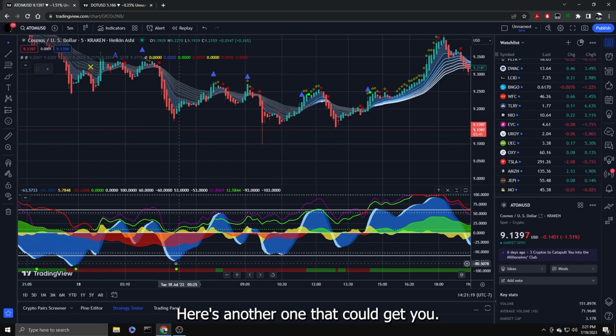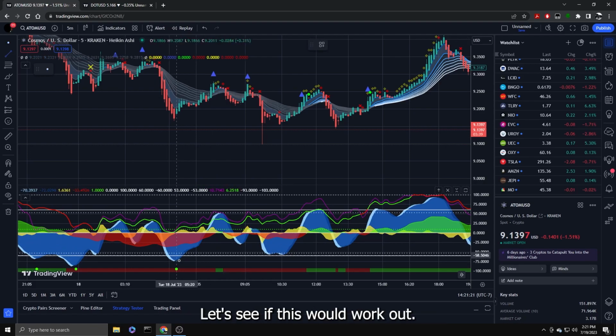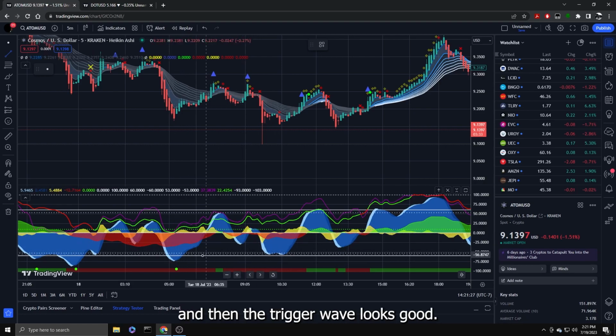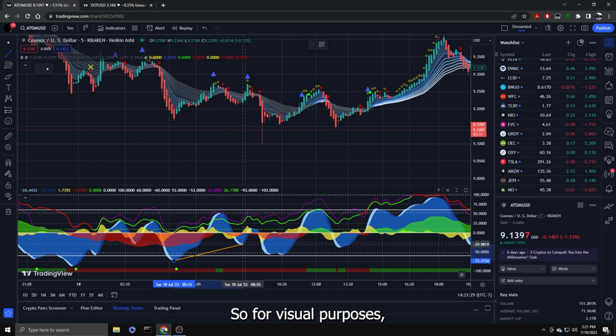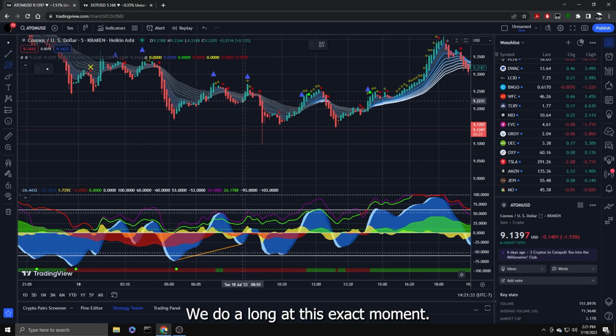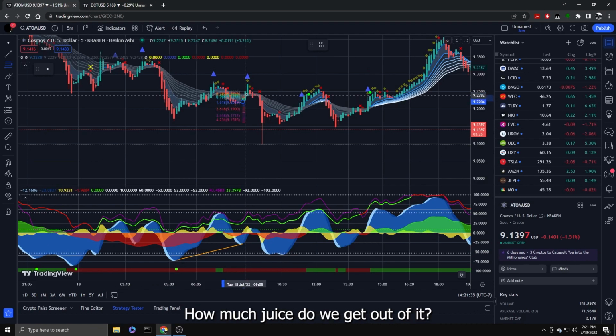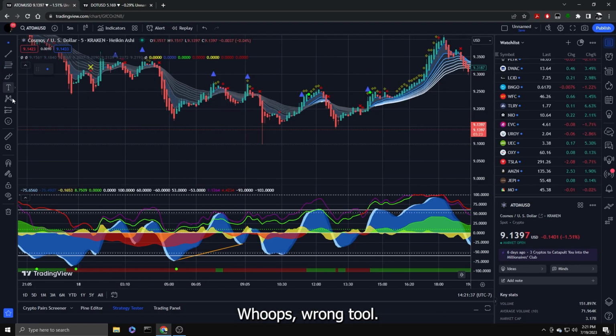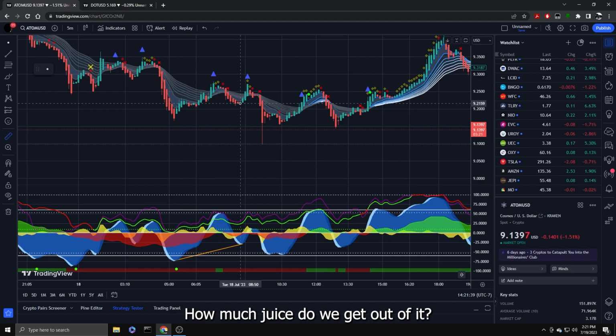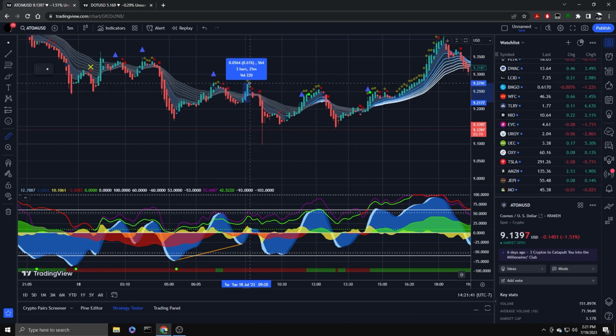Here's another one that could get you. Let's see if this would work out. You see the smooth money flow. You see the anchor wave. And then the trigger wave. Looks good. So for visual purposes, we jump in right here. We do along at this exact moment. How much juice do we get out of it? Whoops, wrong tool. How much juice do we get out of it? 0.6%, 10x leverage. That's a 6% gain in 25 minutes.